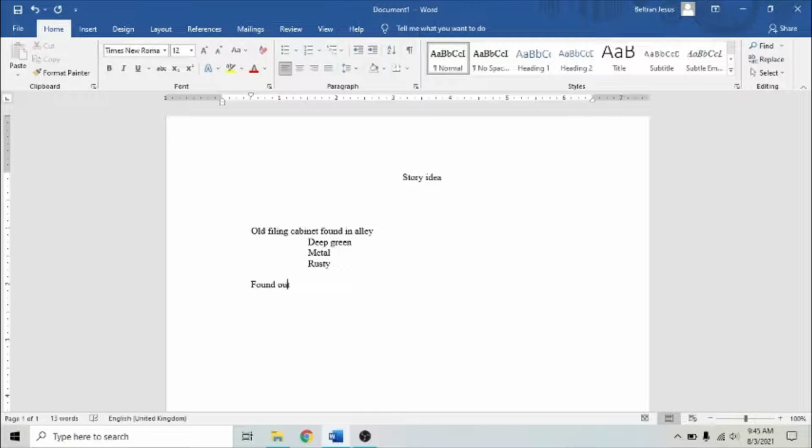Found, outside of a modest home. What makes it a modest home? Well, single story. It is a basic white color.